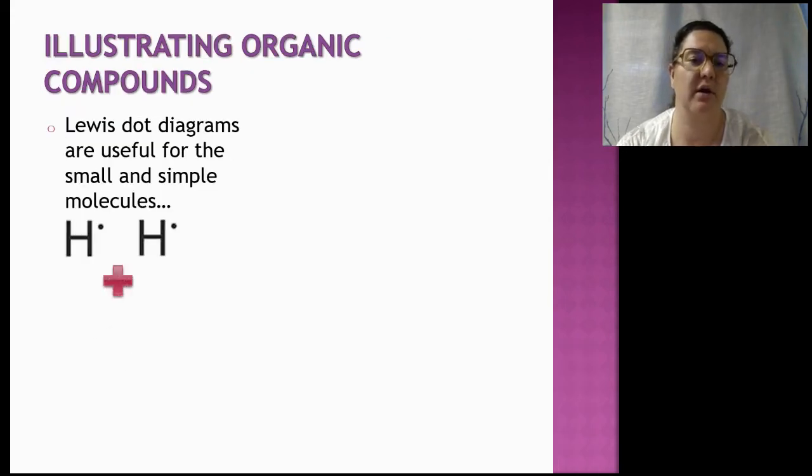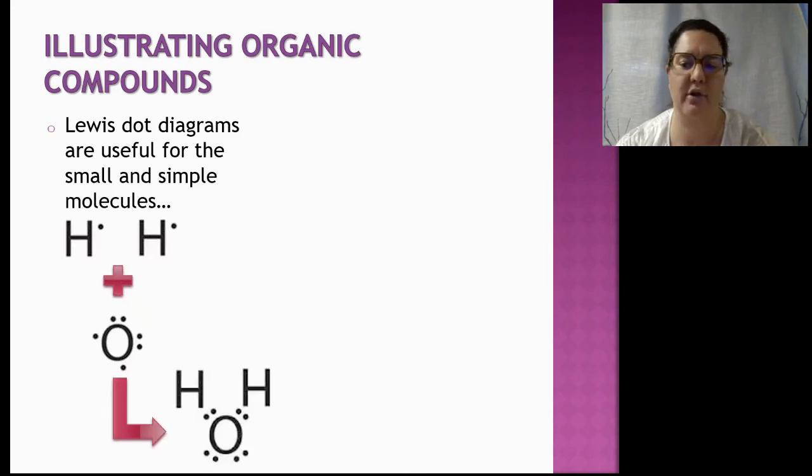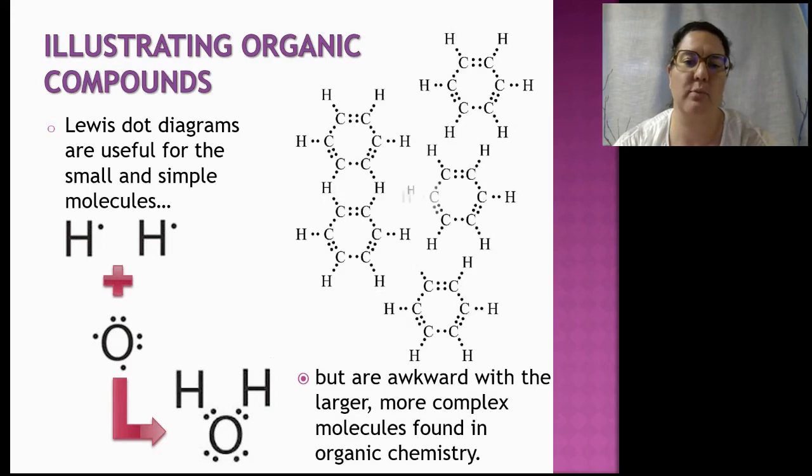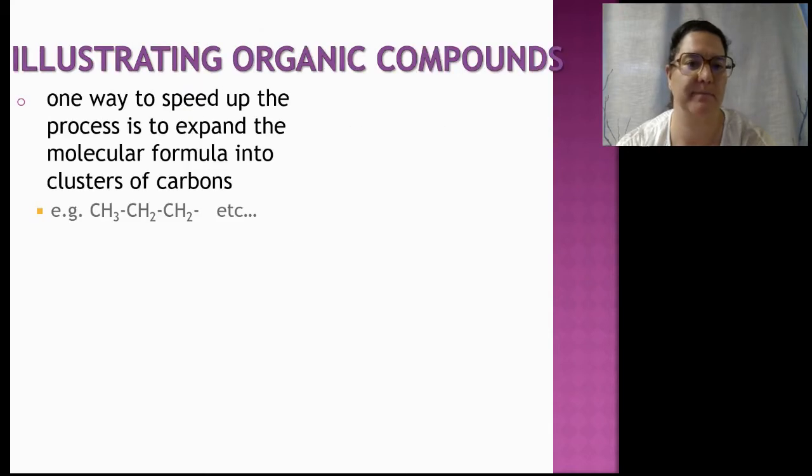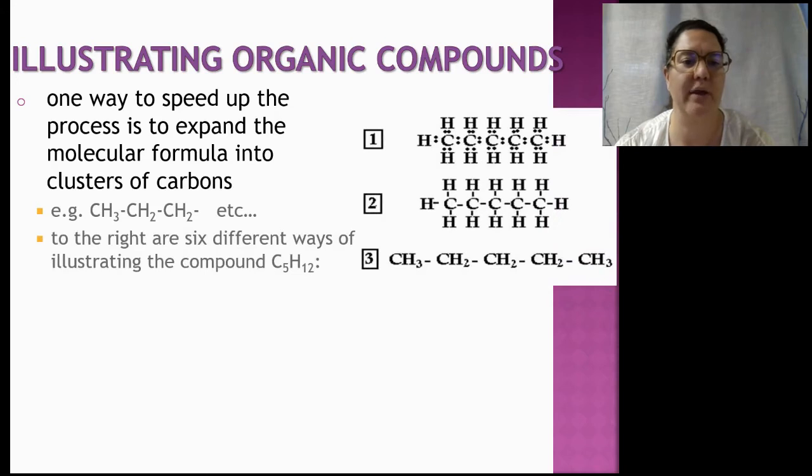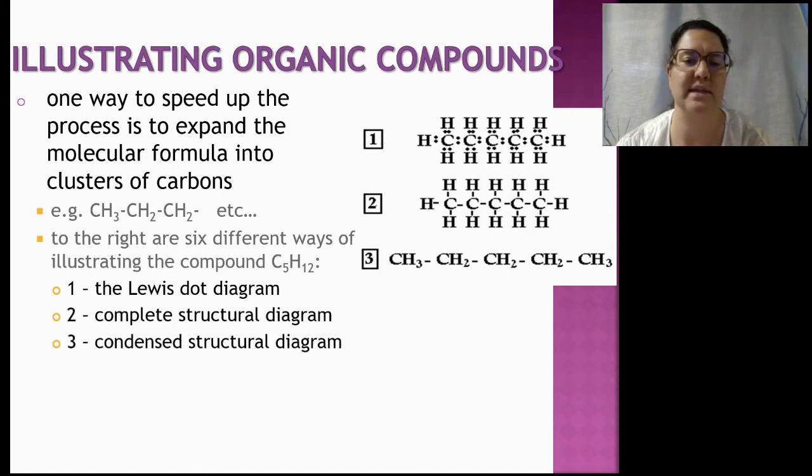So Lewis dot diagrams are helpful for both small molecules and large molecules, but they're awkward and more complex, so we typically simplify them using a dash between the two different substances. We write them in a simpler chemical structure. So we'll go CH3 instead of drawing C with 3 H's around it. To the right are 6 different ways of illustrating the compound C5H12. We can do our Lewis dot diagram, our structural diagram, or our condensed structural diagram. You can see that the condensed structural diagram is the simplest of all of those.